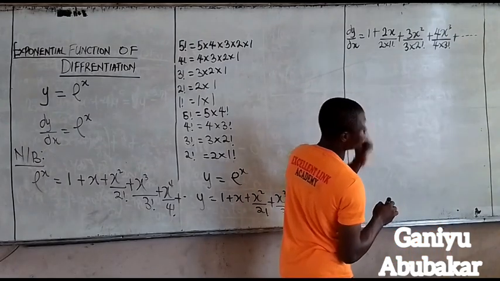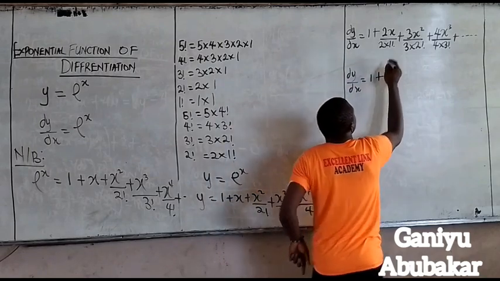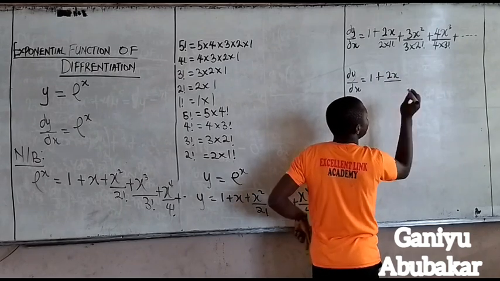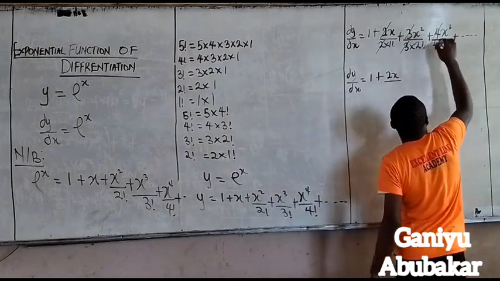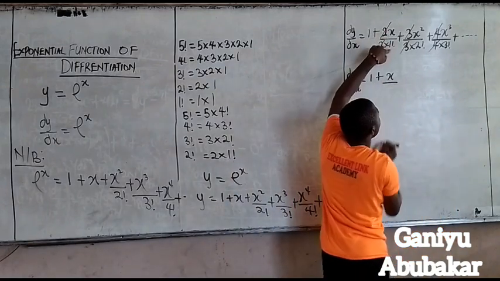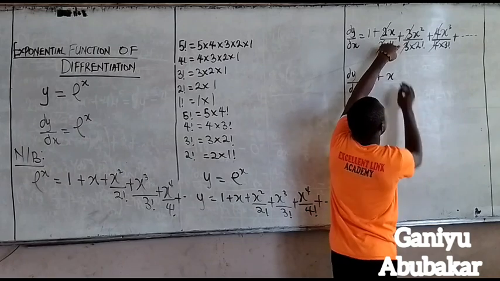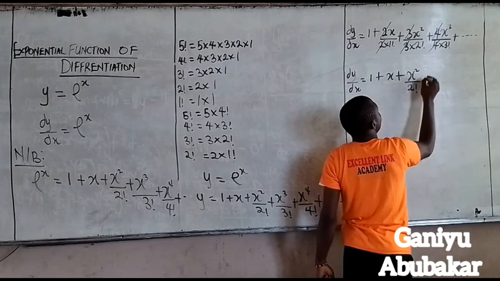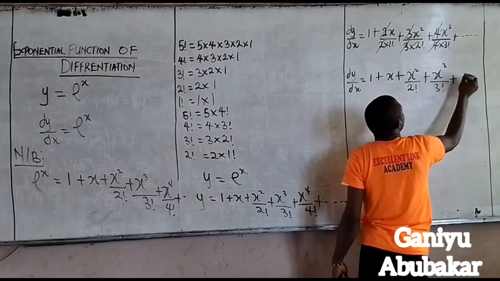So at this point, observe something, please. The dy over dx is now equal to 1 plus, listen, I'll have 2x over 2. So I can say 2 cancels 2, 3 cancels out 3, 4 cancels out 4. So I'm left with what? 1 plus x. Observe, x over 1 factorial is what? Is still 1. So if I put over 1 here, I'm still having x. So plus x squared over 2 factorial plus x cubed over 3 factorial plus it continues.